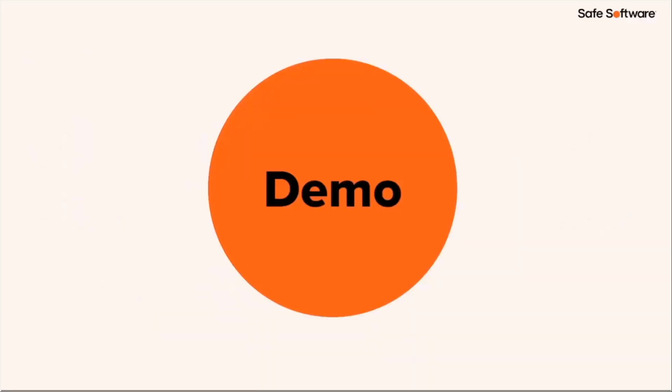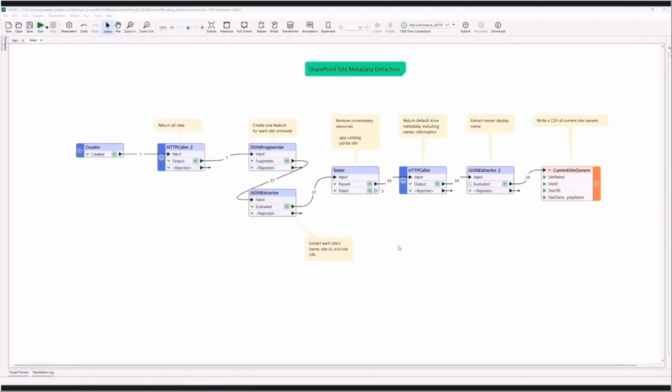So let's see what this looks like in FME Form 2024.1. So in this scenario, I am a SharePoint admin responsible for managing a subset of my organization's sites, and I need to know who in my organization might be the current site owner, or who owns each site. Site ownership information is available as metadata on the default document library that gets created when a new site is created. We need to make a pretty specific call to extract information about that default document library for each site.